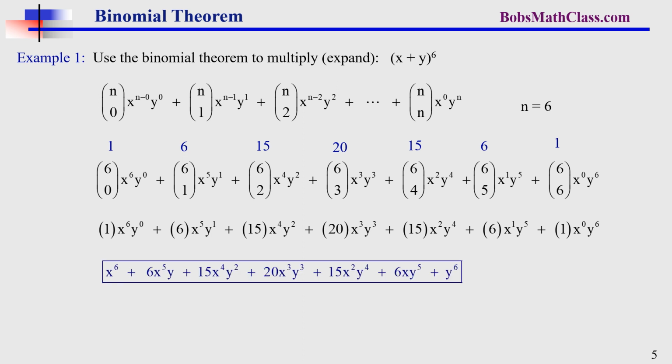So for the first term, we could simply write x to the 6th. The second term is x to the 5th, y. The third term is 15 x to the 4th, y squared. All the way till you get to the last term, which is just y to the 6th.